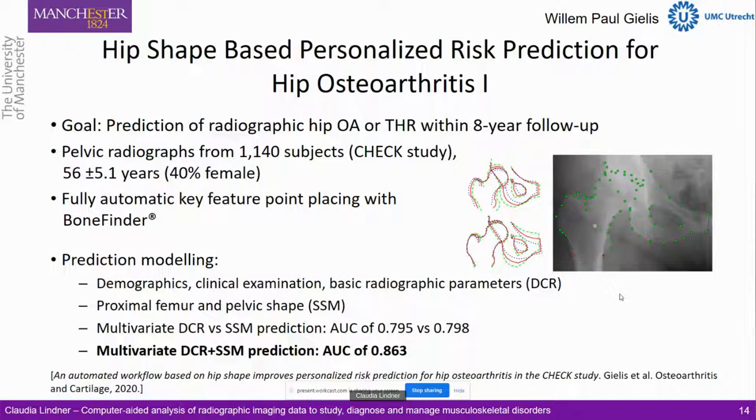A second one, which just used the shape modeling parameters, had a very similar performance with an area under the curve of 0.8. But then we found actually that the two sources of information are complementary. So by combining the clinic information with the information automatically derived from the images, we could boost the performance to an area under the curve of 0.86.